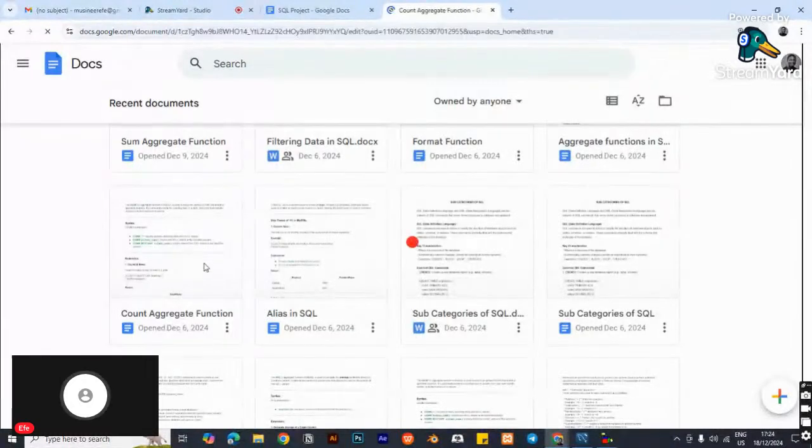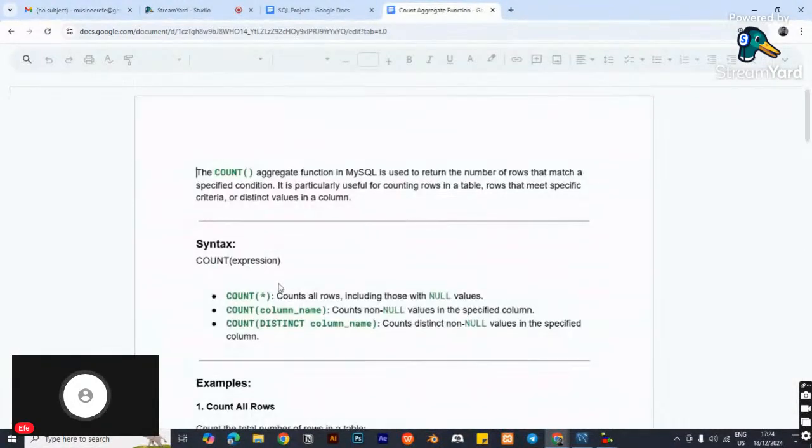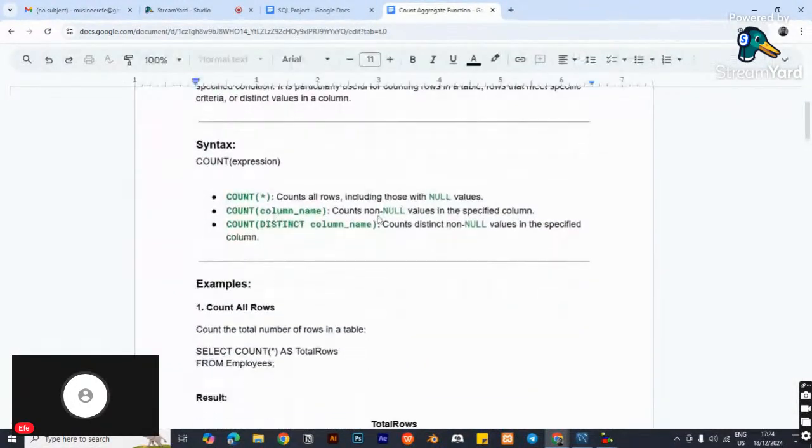Okay, the count aggregate function. Beautiful. So you can see this counts distinct non-null values specified in the column. This is the syntax. So we have count all. This is just a refresher.